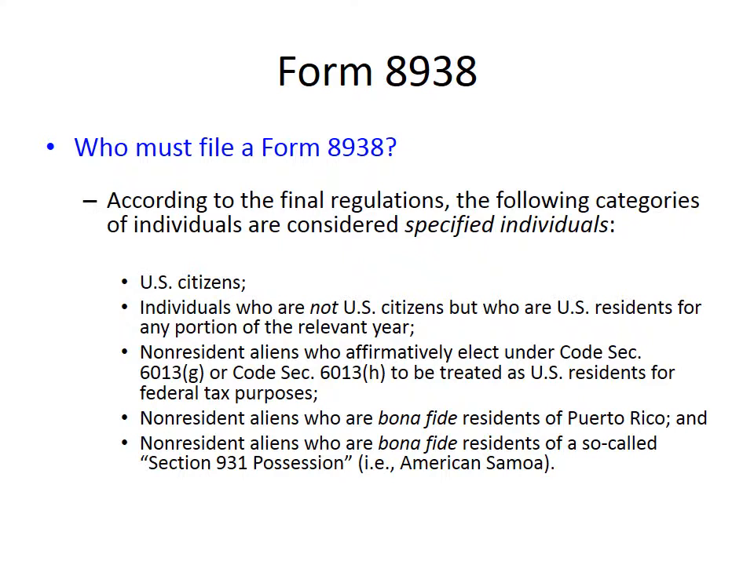Third, non-resident aliens who affirmatively elect under Section 6013(g) or Section 6013(h) to be treated as U.S. residents for federal tax purposes. Fourth, non-resident aliens who are bona fide residents of Puerto Rico. And fifth, non-resident aliens who are bona fide residents of a so-called Section 931 possession. And here you see in parentheses, American Samoa.